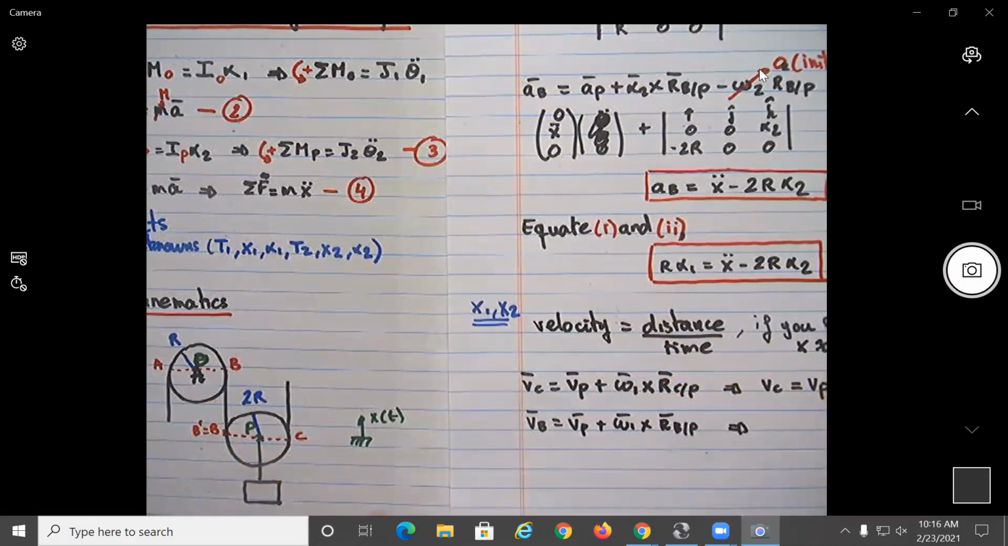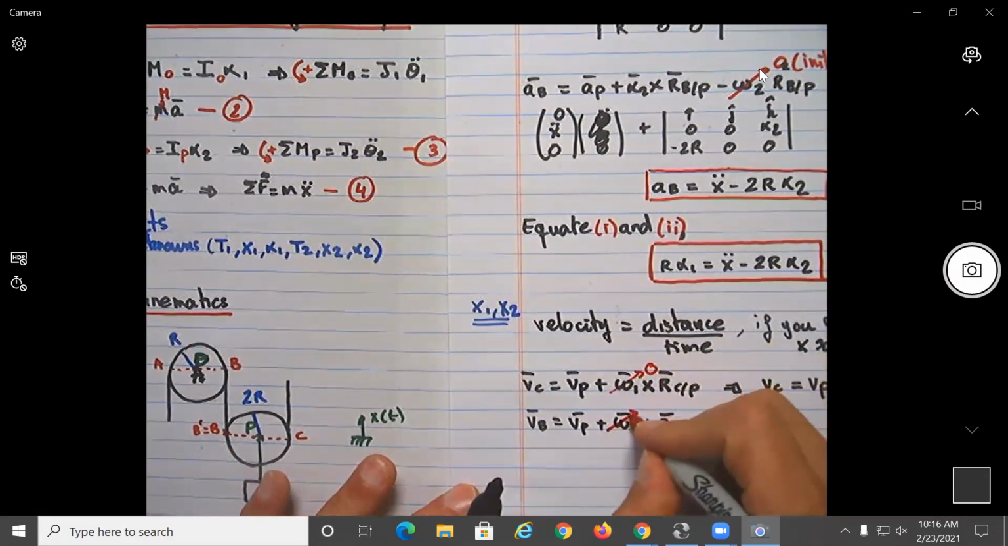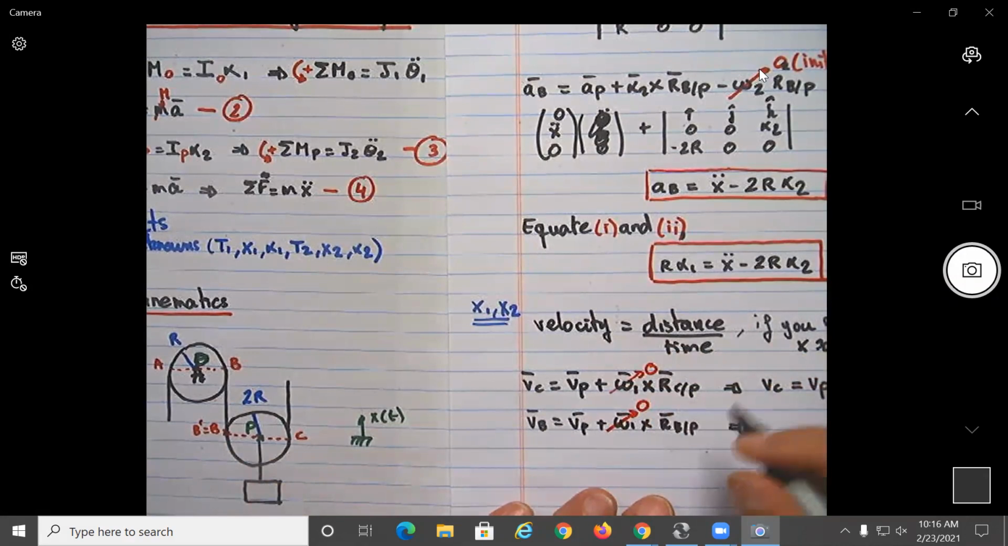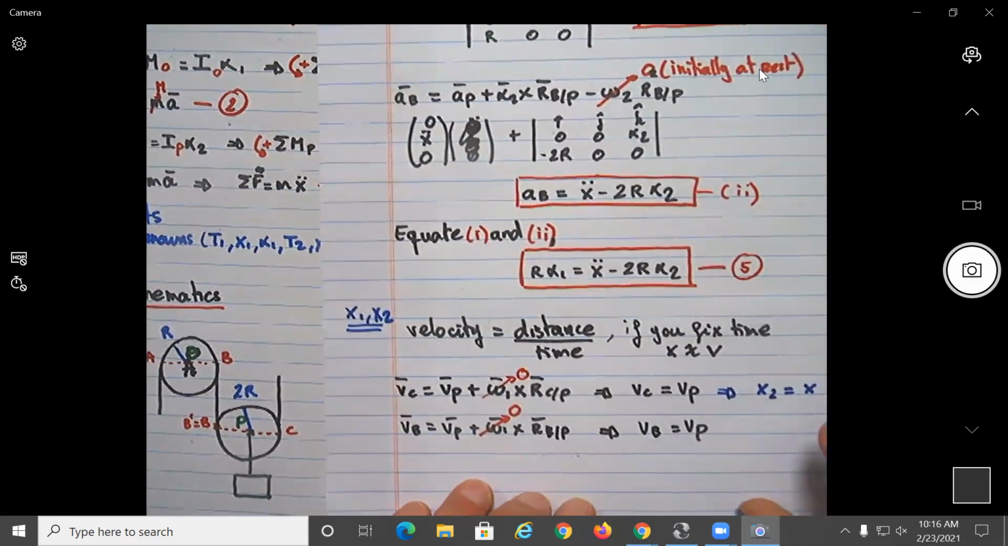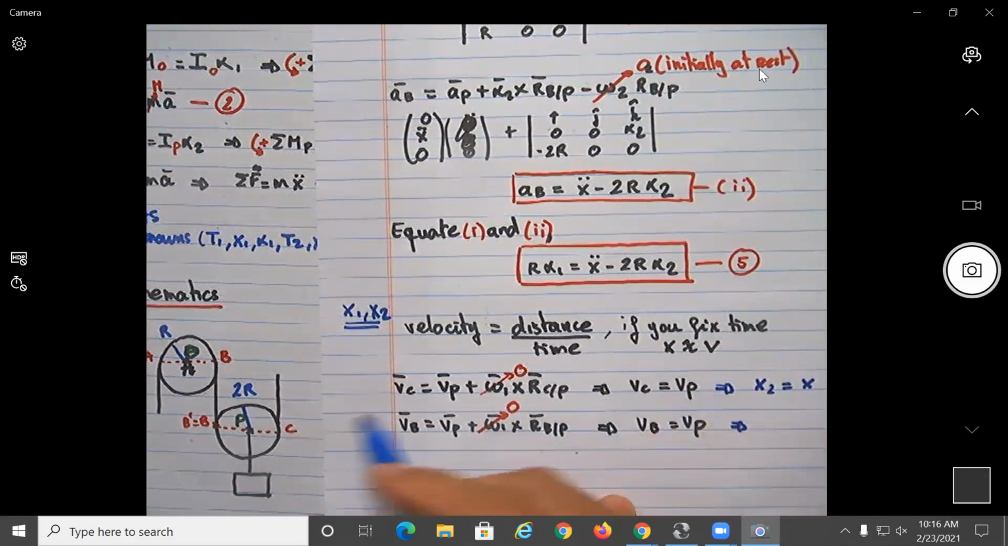And because this is 0, initially at rest, this is not really the reason, but what would you have? Vb will be equal to Vp, which these two over here will imply what? That x, how did I call the x on that side? X2 will be equal to x. And this one, you can say that, okay, we don't need that one. This one is not needed, okay, but xp will be equal to x, no?